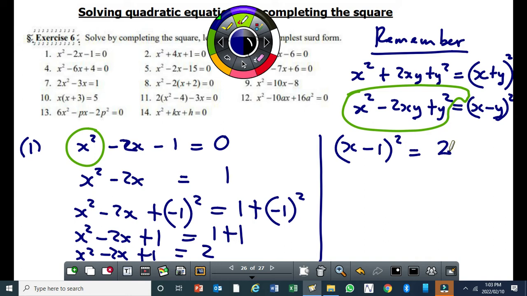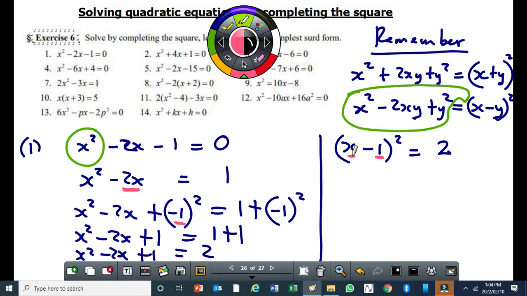Now, I'm sure you can see that this minus 1 here is actually half of the coefficient of x. So half of the coefficient of x will be part of your binomial factor, always. And obviously, you have the variable first there. So if you manage to get half of the coefficient of x, that number will be the second term in the binomial factor.